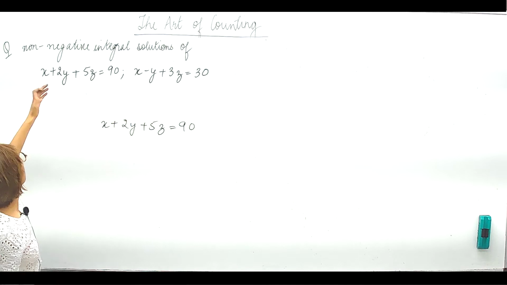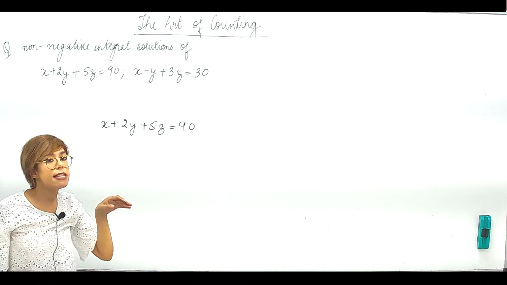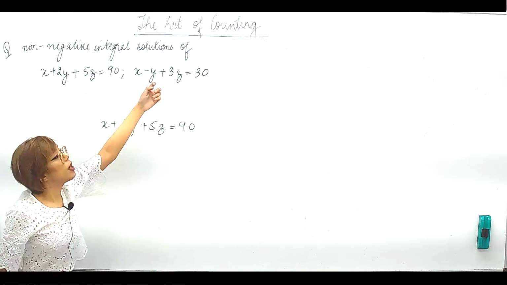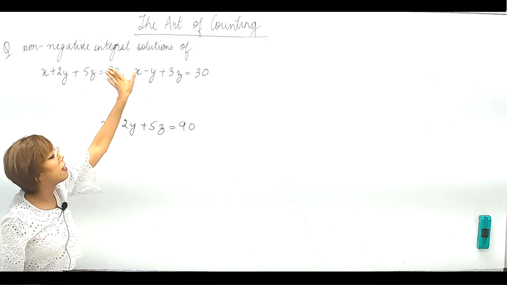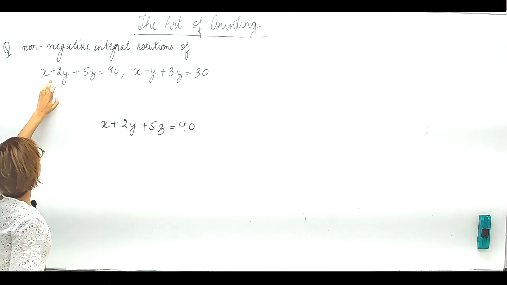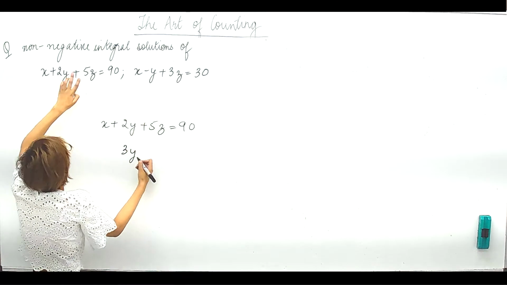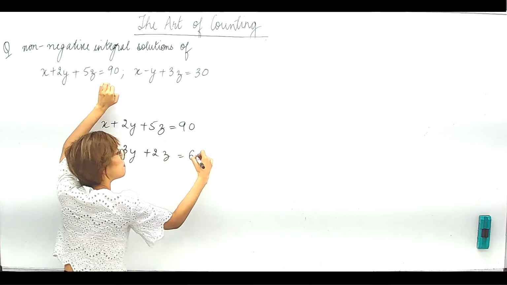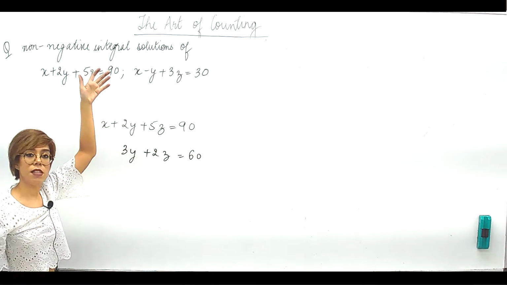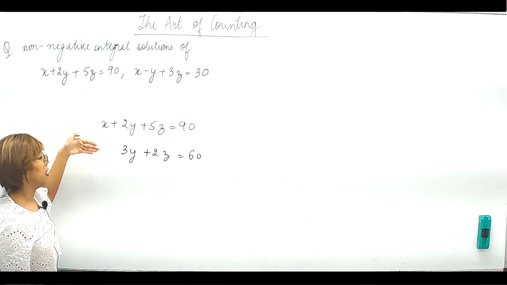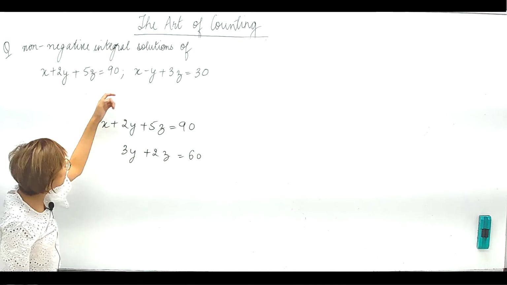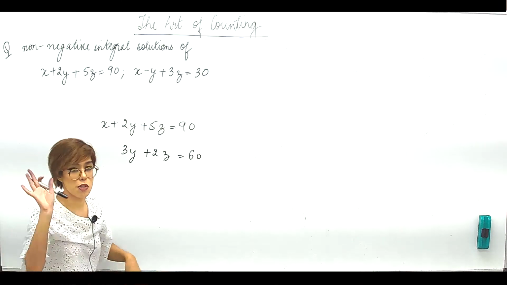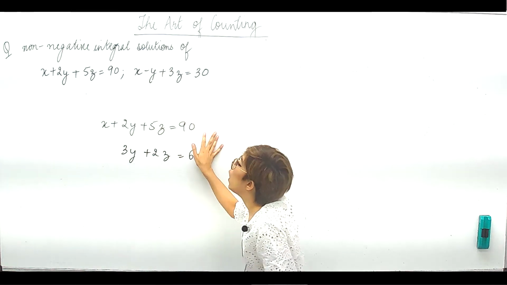Which variable to reduce? x. That means x can be easily eliminated, provided I subtract the two equations, this minus this. So what will I get? I'll get 3y plus 5z minus 3z, that is 2z, equal to 60. I can write the system of equations like this, because the solutions of this will definitely be the solutions of this. Like, all solutions of this will be all solutions of this.